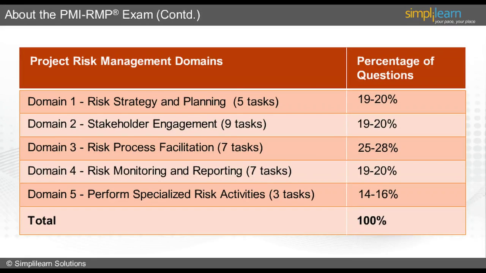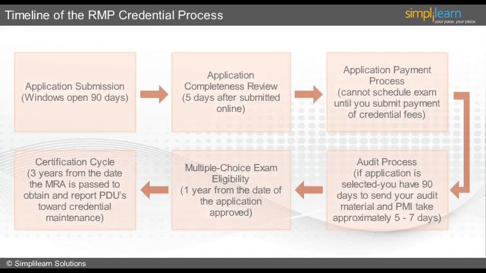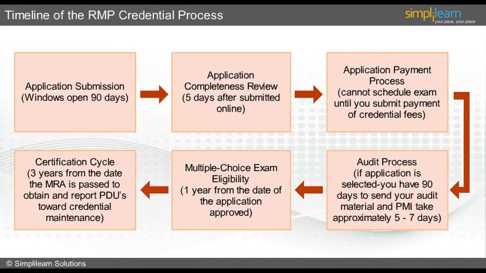The diagram in the slide depicts the timeline of the RMP credential process. The application has to be submitted online from the PMI website. Once you start filling the application, it will be available to you for 90 days. Once you submit the completed application, PMI takes about 5 working days to review. If the application is through, you get a notification for payment of the examination fee.